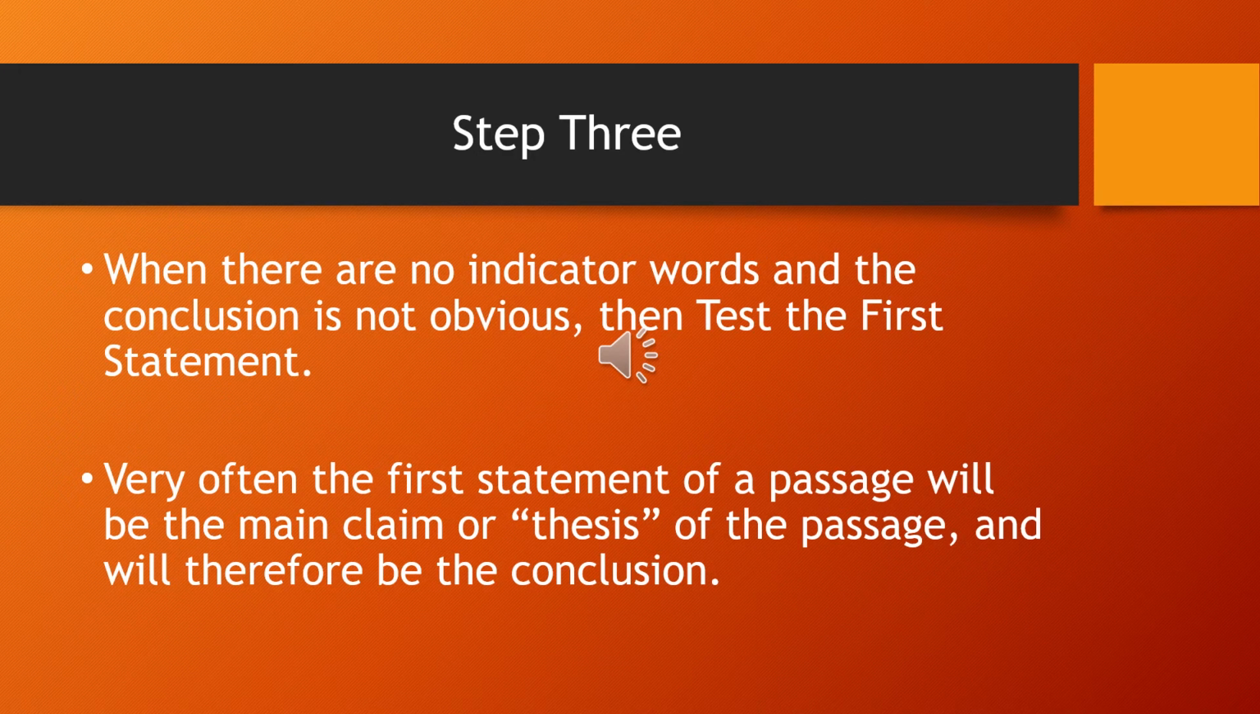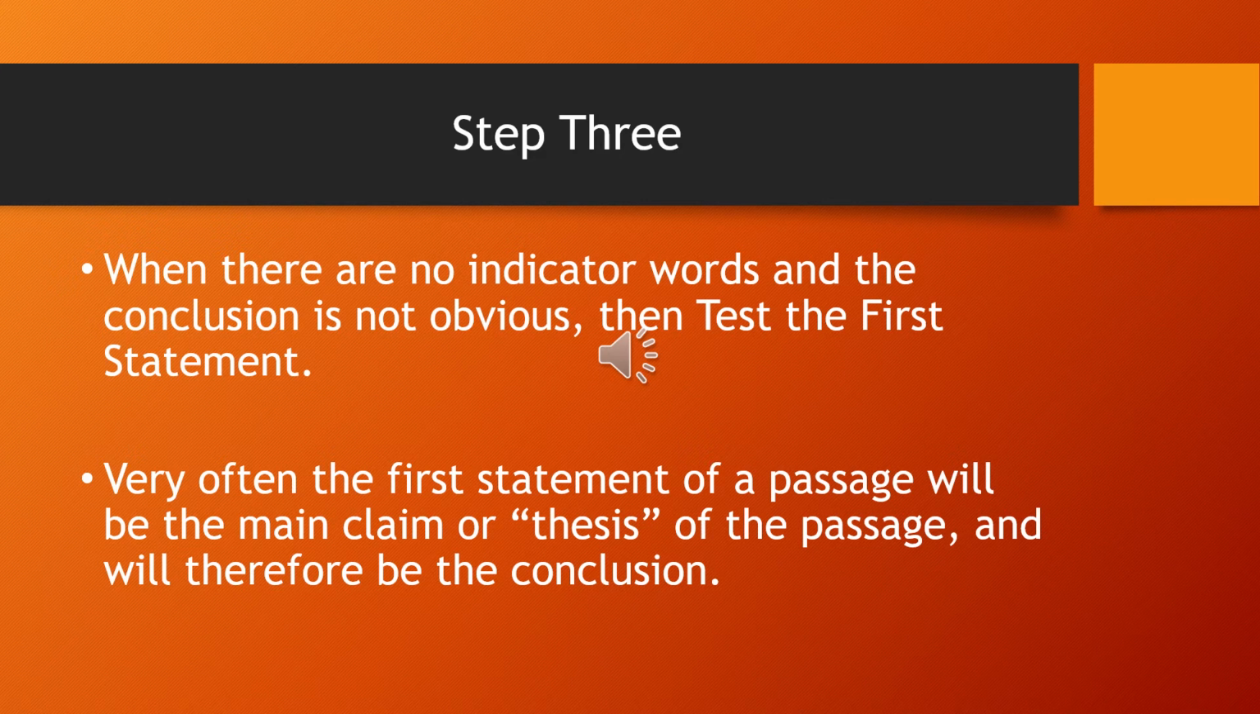When there is no indicator word in an argument, the next step is to test the first statement. Because very often, when there's no indicator word, the conclusion of the argument will be the first statement in the passage. And the rest of the passage will be providing reasons for that initial assertion. The reason for this is often that we're taught to put our thesis or our main claim first, and that's synonymous with our conclusion. So we're taught to put our conclusion first and then put our reasons afterwards.